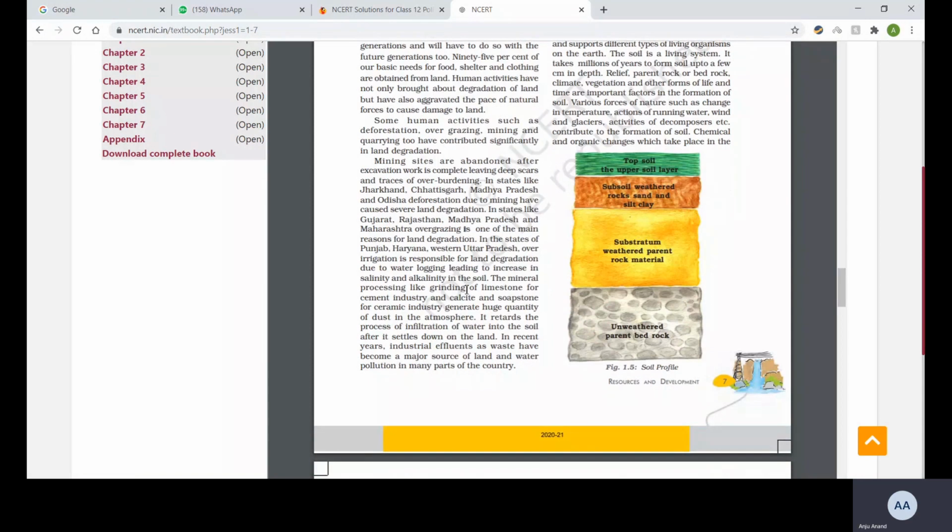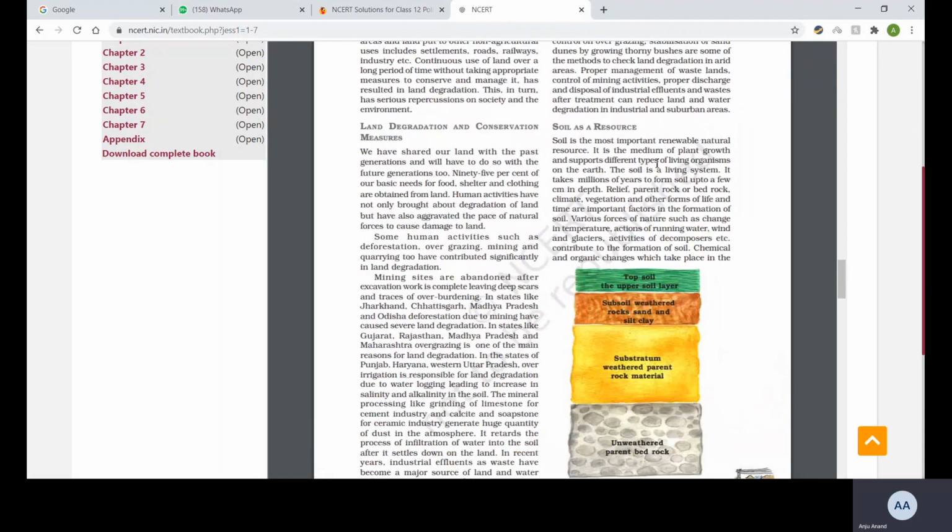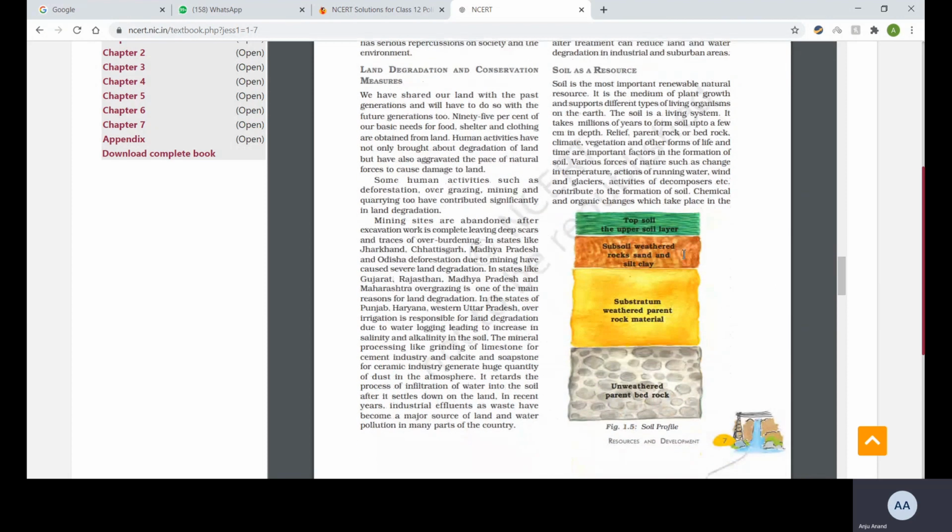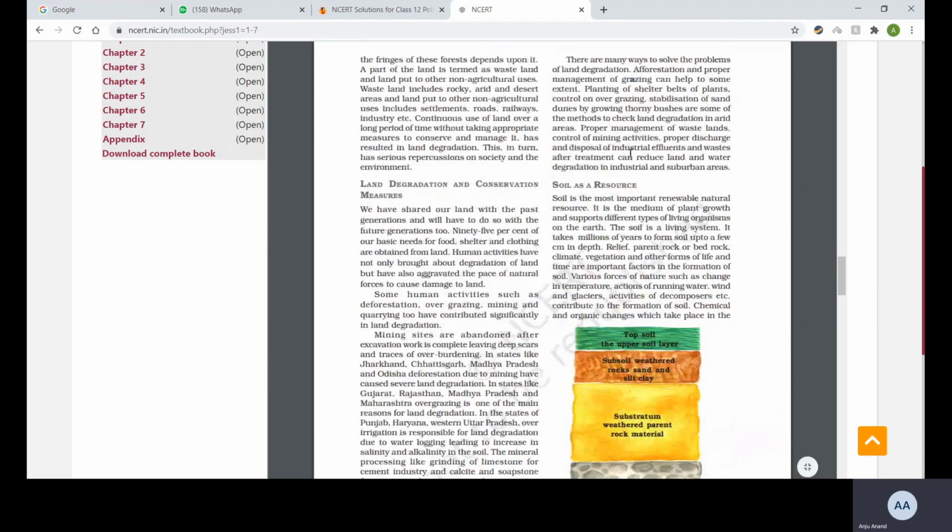Another point you can write down with a heading. Then in Punjab, Haryana, Western UP, it is because of over irrigation. And these are the measures to solve the problem of land degradation. Just the opposite of that. That is checking over irrigation, overgrazing, afforestation. Deforestation is negative, afforestation is positive. Planting of shelter belts of plants, controlling overgrazing, stabilization of sand dunes by growing thorny bushes.